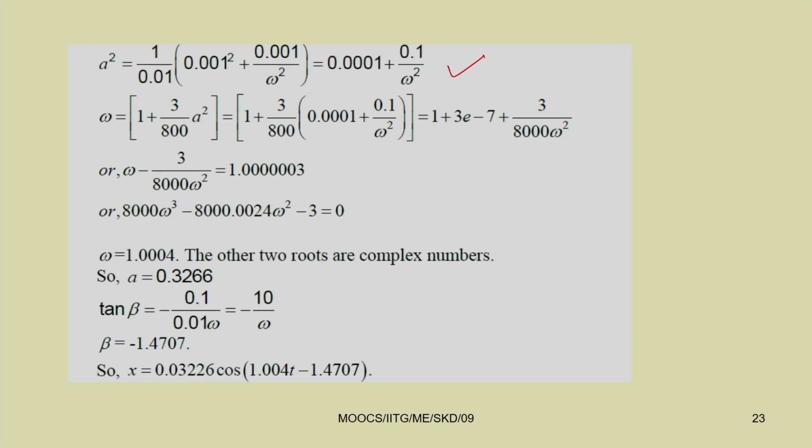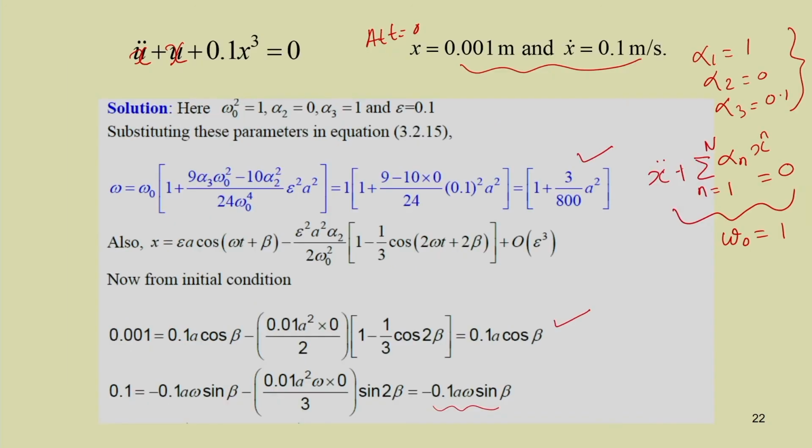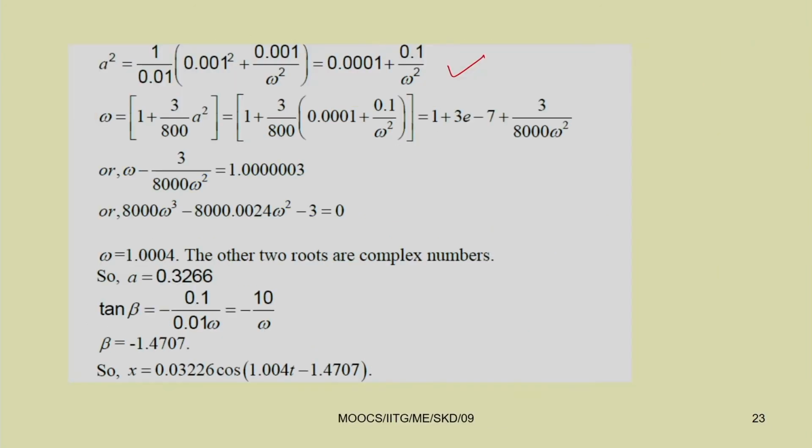So, first we have the expression for a square. You can also do it by squaring and adding. This is a cos beta, so you can find the expression for a cos beta and a sin beta. For a cos beta equal to 0.001 by 0.1. Similarly, a sin beta equal to 0.1 by 0.1 will cancel. So, this is equal to 1 by omega minus 1 by omega, which will be equal to a sin beta. Now, squaring both sides and adding, you will get the expression for a square.